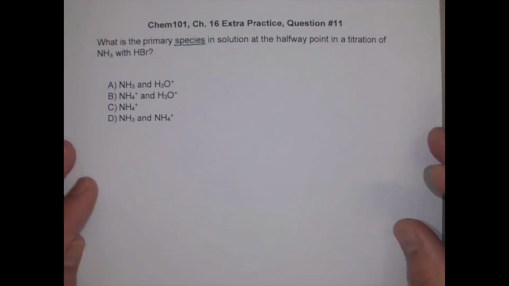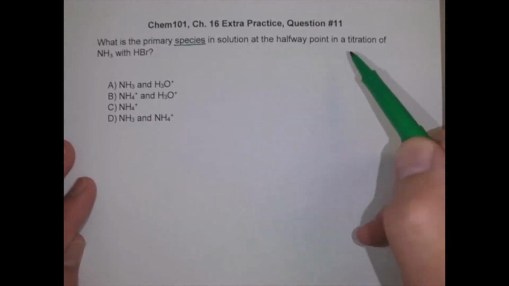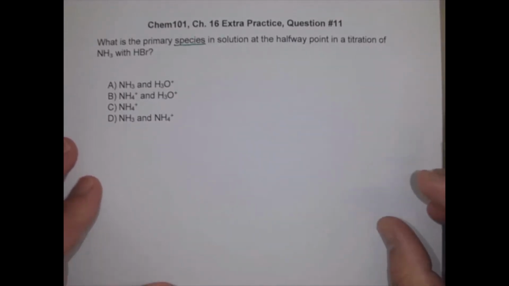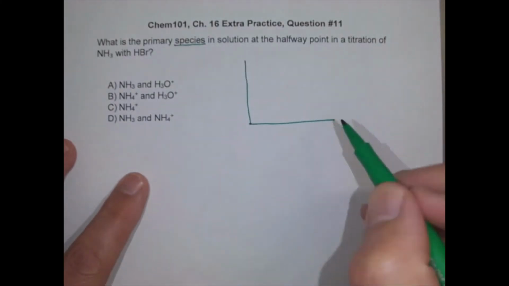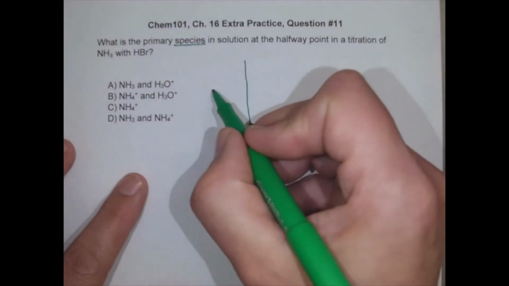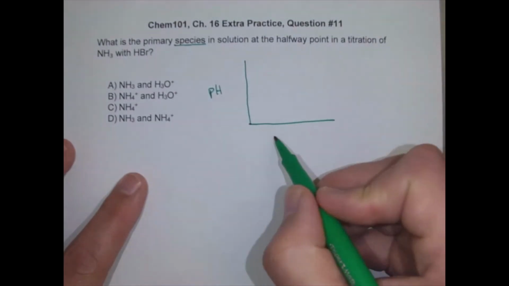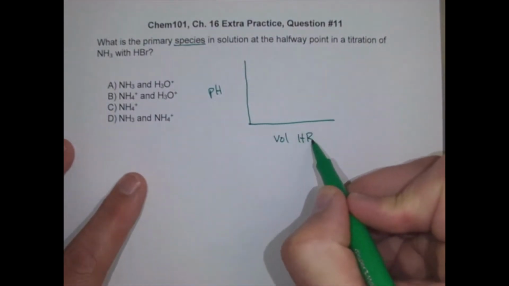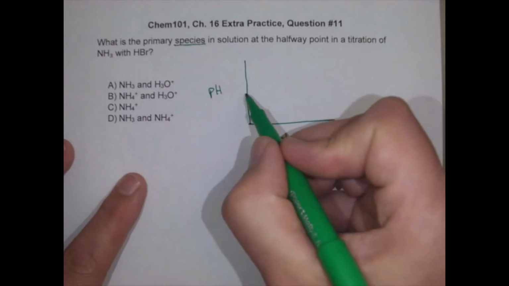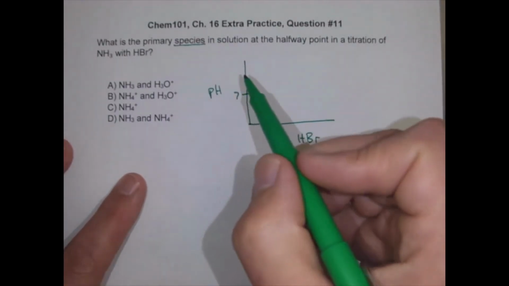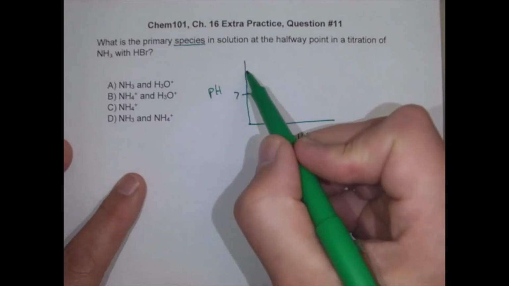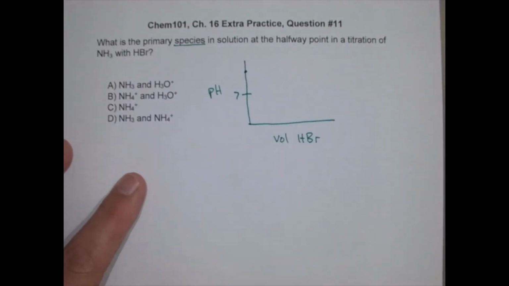And we are asked what is the primary species in a solution at the halfway point in a titration of ammonia with HBr. Well, perhaps a good way to answer this question would be to draw a simple titration curve where we plot the pH versus the volume of HBr that we're adding, and we'll say that the pH of 7 is right there. Now we're starting off with ammonia, so that's going to be a pH greater than 7, so we'll start off with something about right there.